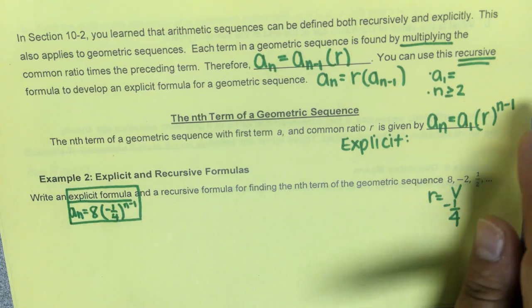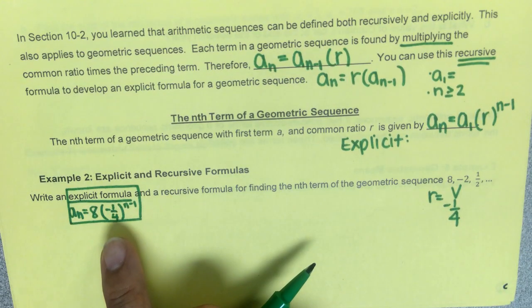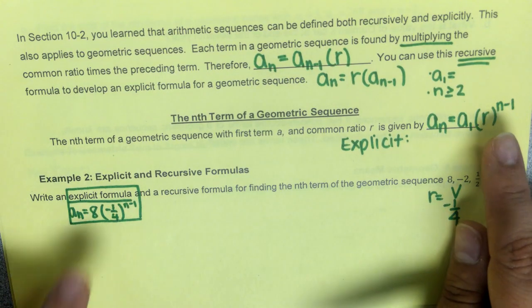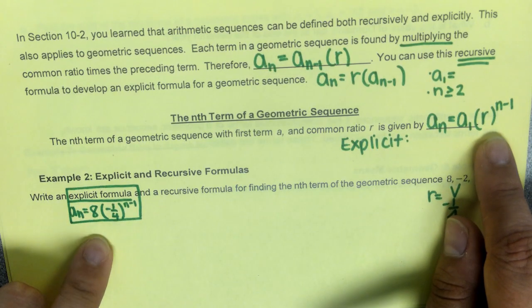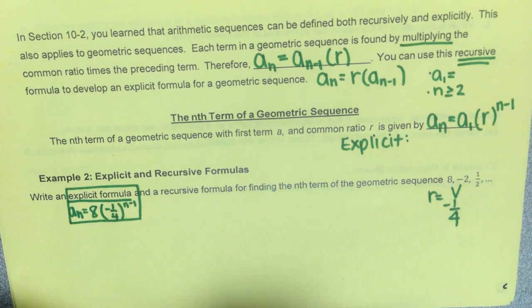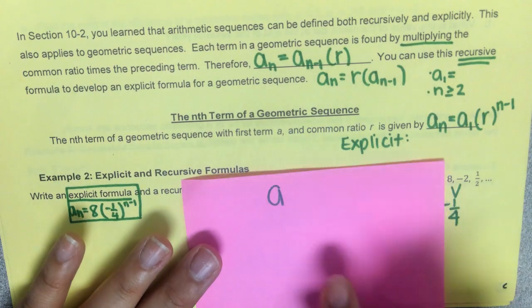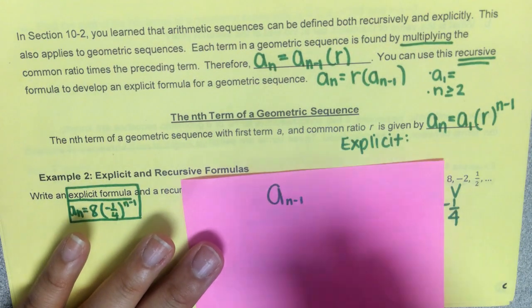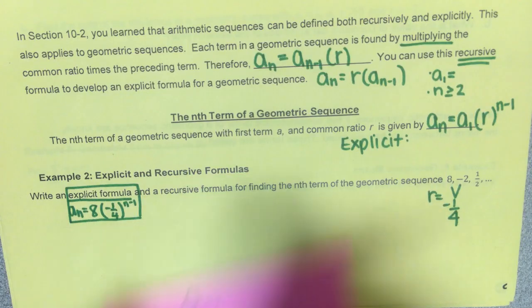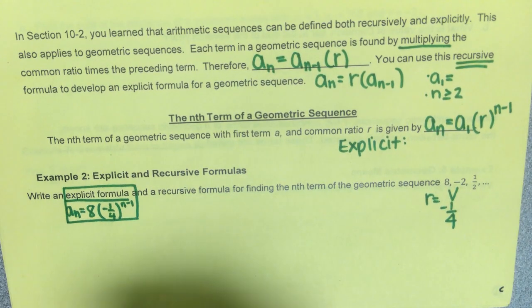Sorry, I did the explicit formula first. Does that make sense? Oh, I was thinking of a of n minus 1 being in recursive. Okay, so I get what you're saying. That is when you have the a value with the n minus 1 as a subscript. This n minus 1 is an exponent. Does that make sense? So they're both going to have n minus 1, just in different spots.